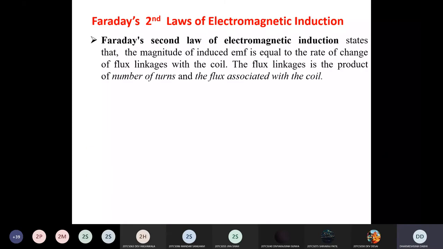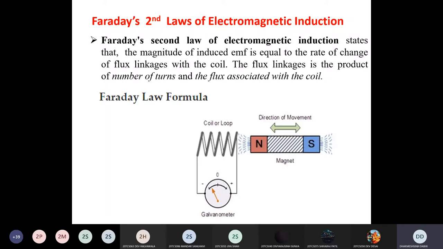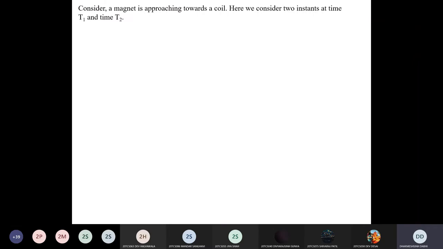Second law of electromagnetic induction. It says that the magnitude of the induced EMF is equal to the rate of change of flux linkages with the coil. Yes, we have discussed that in the previous slide. So what is the meaning of flux linkages with the coil? Flux linkages is nothing but the product of the number of turns in your coil and the flux associated with the coil. Clear? So flux into turns gives the amount of induced EMF in the coil. That is the second law of electromagnetic induction.